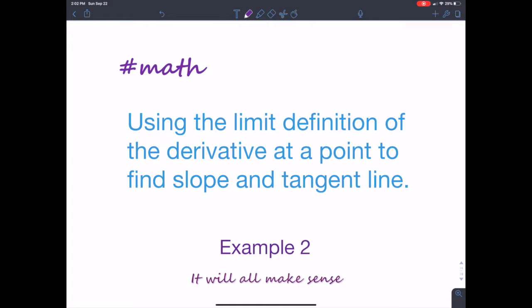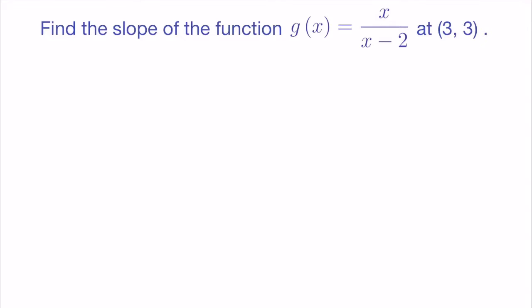We're going to do our second example using the limit definition of the derivative at a point to find the slope. It will all make sense. So the problem is asking us to find the slope of the function at x equals 3.